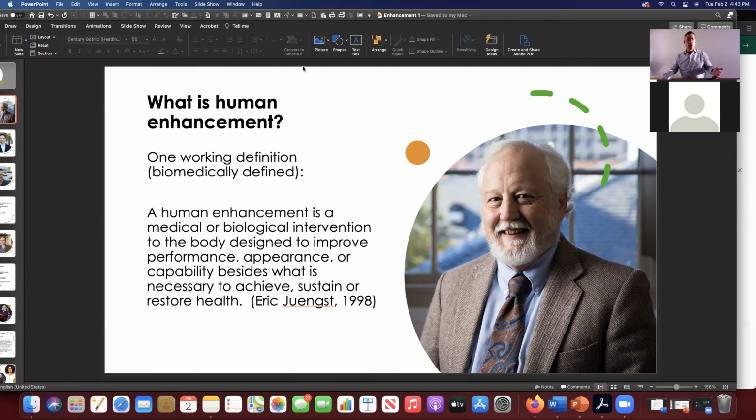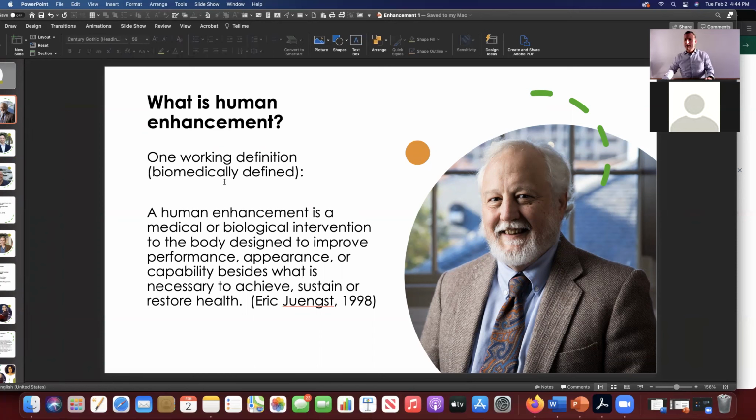But we need to get clear on what human enhancement is, human genetic enhancement. So the question is, what is human enhancement? What is human genetic enhancement? Here's one working definition. This is not Kass. This is Eric Juengst. So here's a definition that I like.